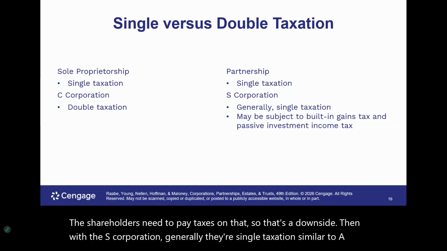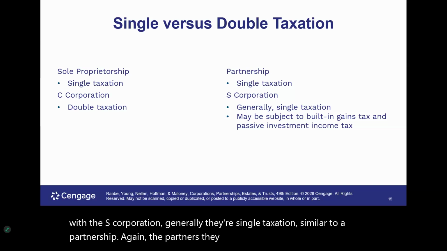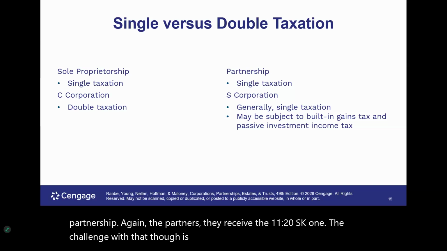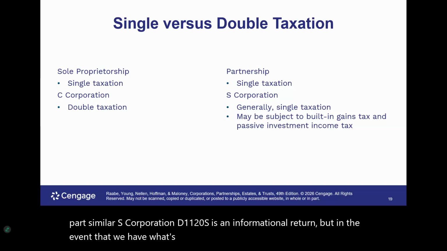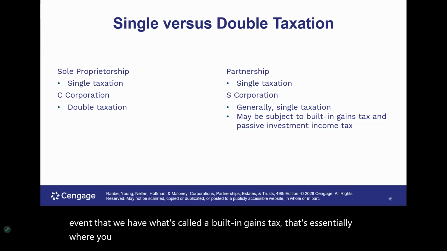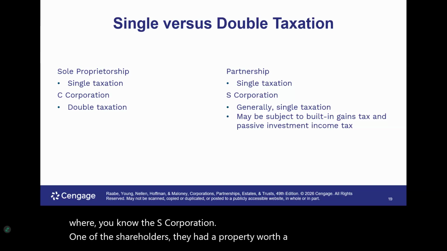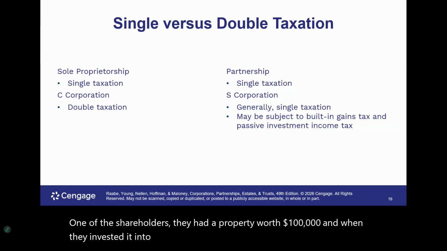Again, the shareholders receive the 1120-S K-1. The challenge with that, though, is that with an S corporation, for the most part, the 1120-S is an informational return, but in the event that we have what's called a built-in gains tax, that's essentially where one of the shareholders had a property worth $100,000, and when they invested it into the S corporation, it was worth $200,000.